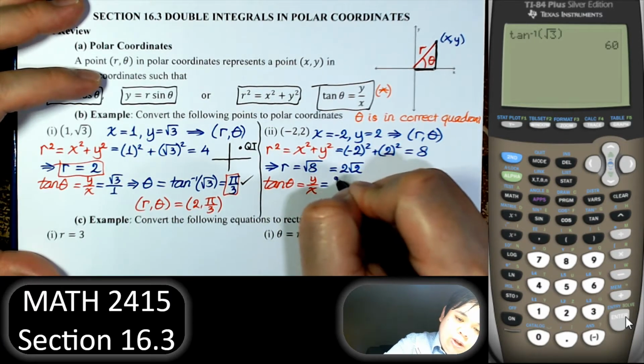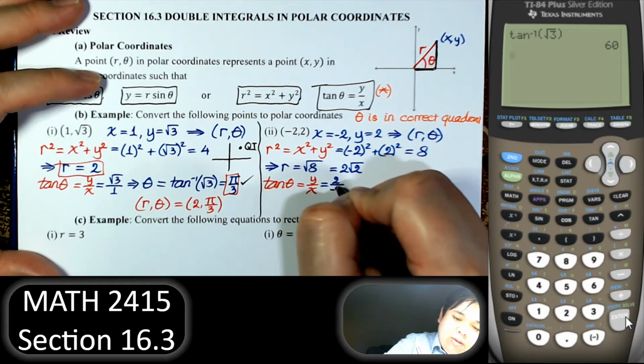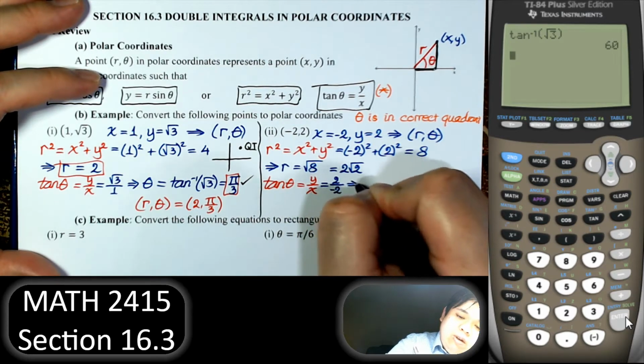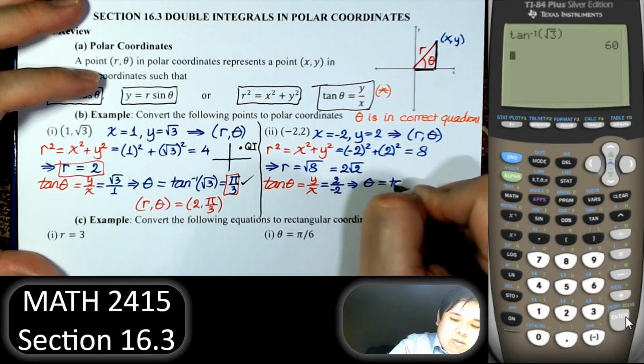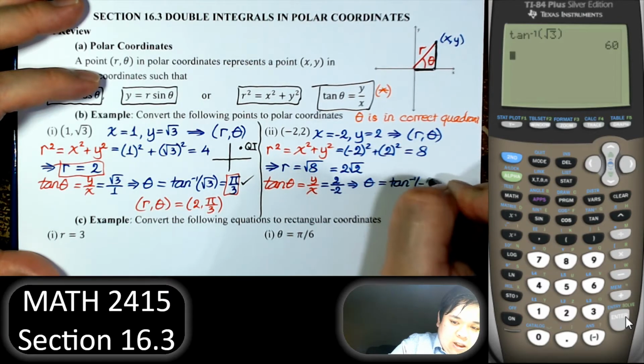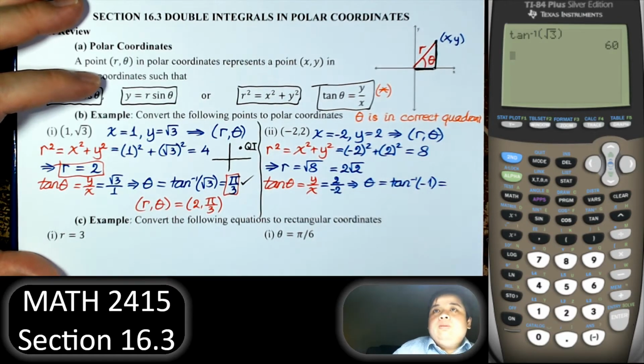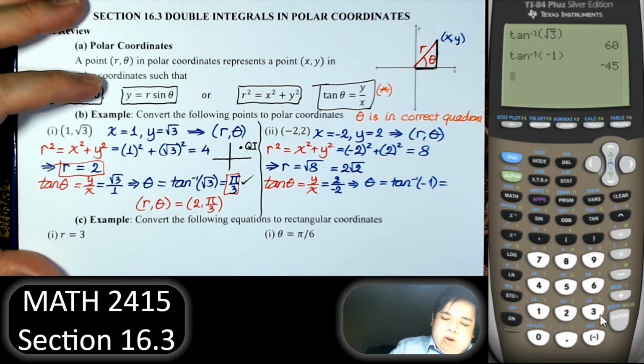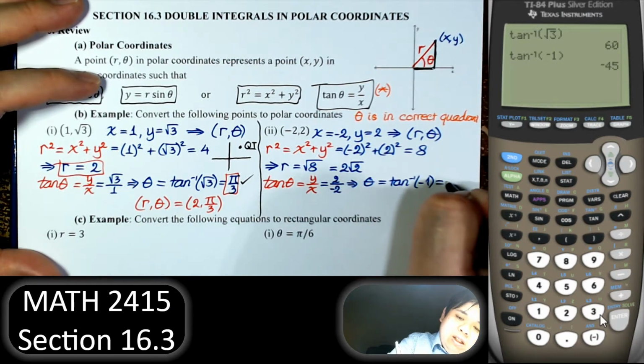Right? Next, we find theta. y is 2, x is negative 2. So we just need to find theta, which is tangent inverse of negative 1. So that's negative 45 degrees, or negative pi over 4.